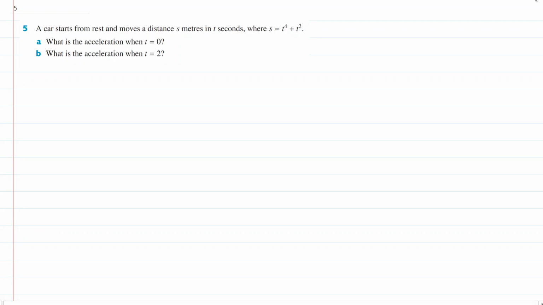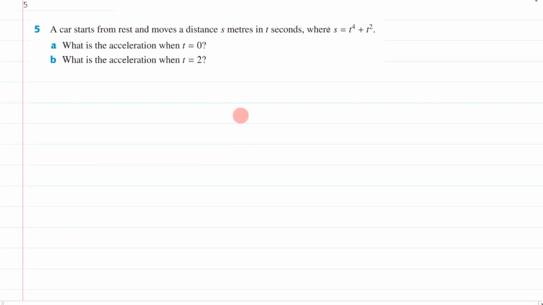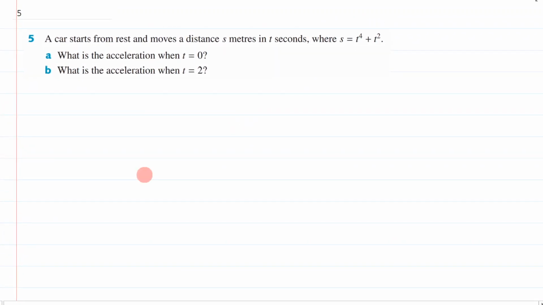Welcome. So in this video, we're going to be going through question 5 of exercise 18F. Let's give it a read. It says, a car starts from rest and moves a distance s meters in t seconds where s is equal to 2t to the power of 4 plus t squared. What is the acceleration when t is equal to 0? So I need to find acceleration.